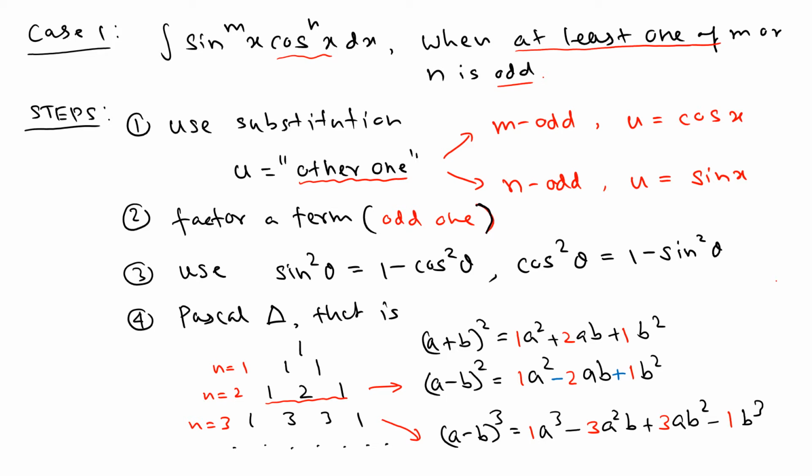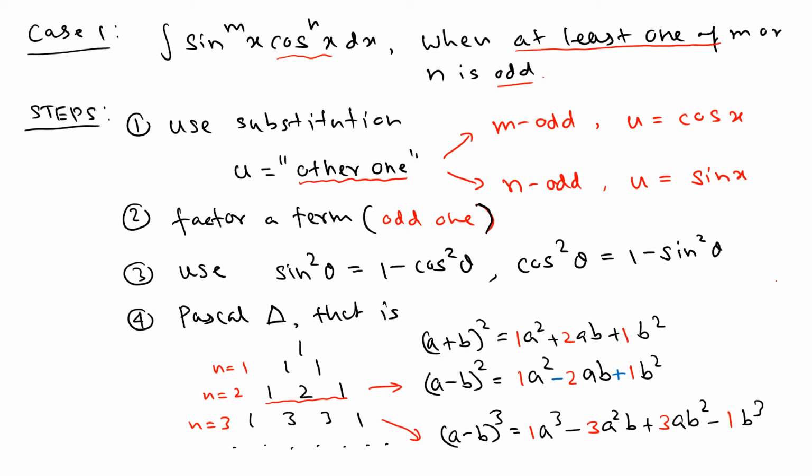Okay, so those are the kind of things that we need. So let's start doing problems. In case one, we have m and n, and at least one of them is odd. If at least one of them is odd, use the other one. So if m is odd, use cosine. If n is odd, use sine. So you jump to the other one. That's how we remember. That's not how the book explains, but this is very easy.